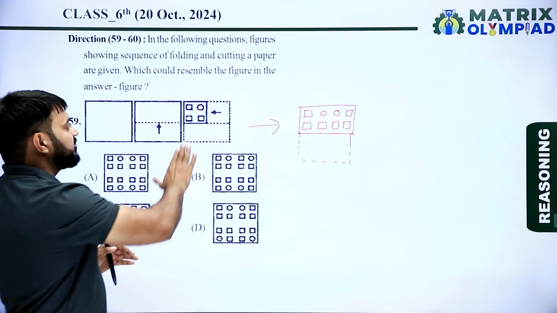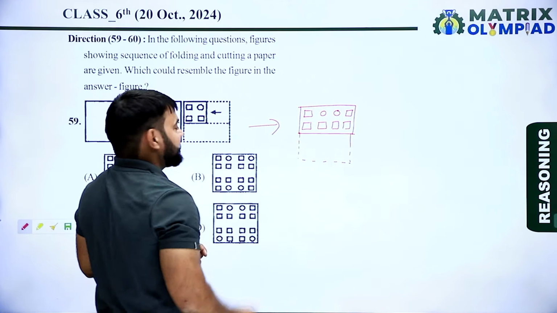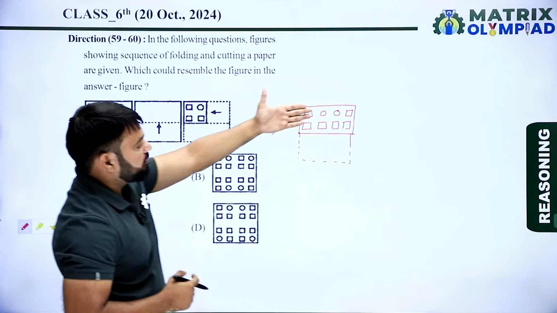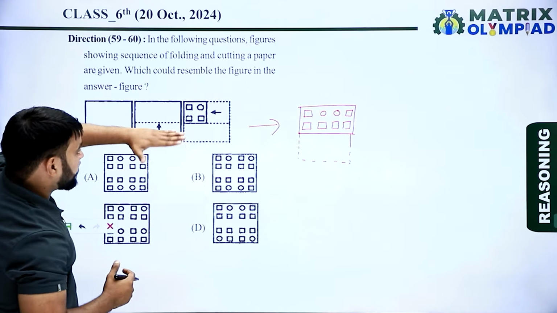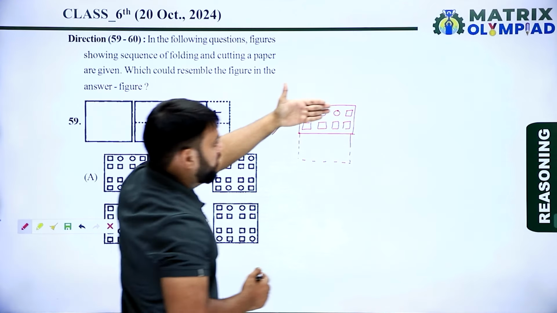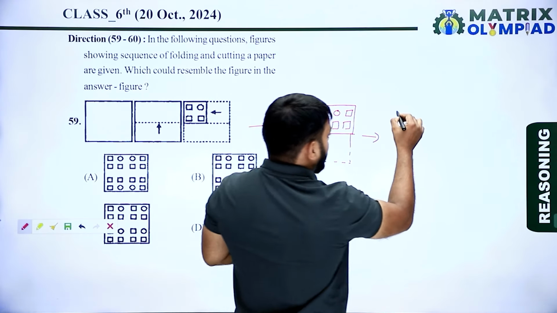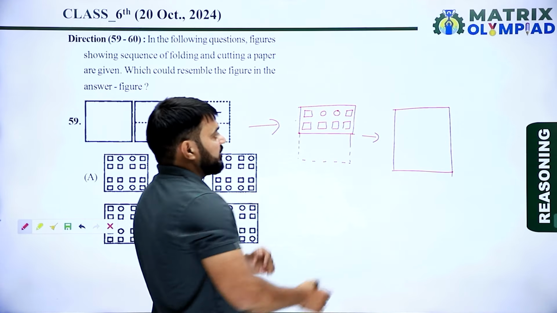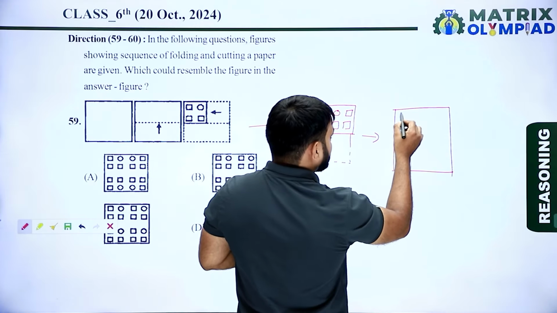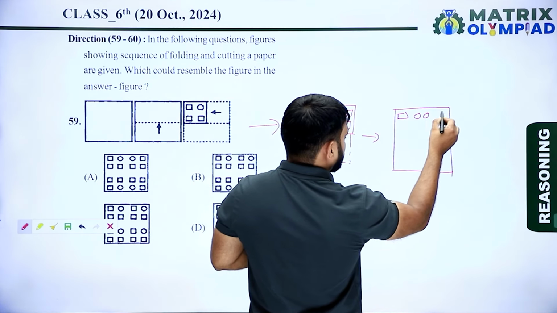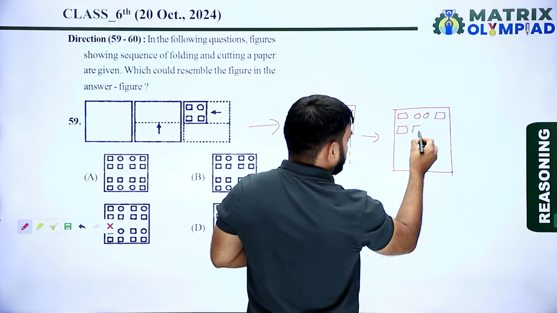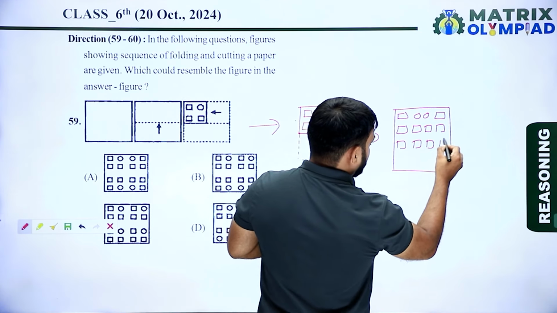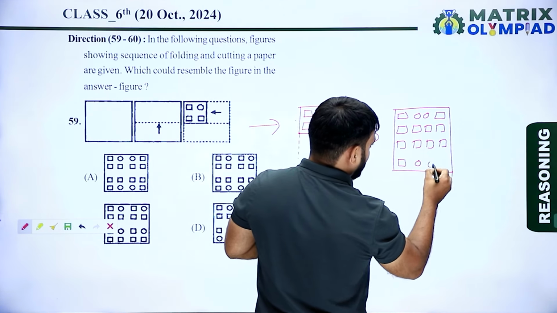Okay, now unfold this paper, then we get an image like this. Now unfold this paper in this direction. This paper will be unfolded in this direction because this paper has been folded in this direction. Now unfold the paper, then we get an image like this. And the mirror image of this part will look something like this.